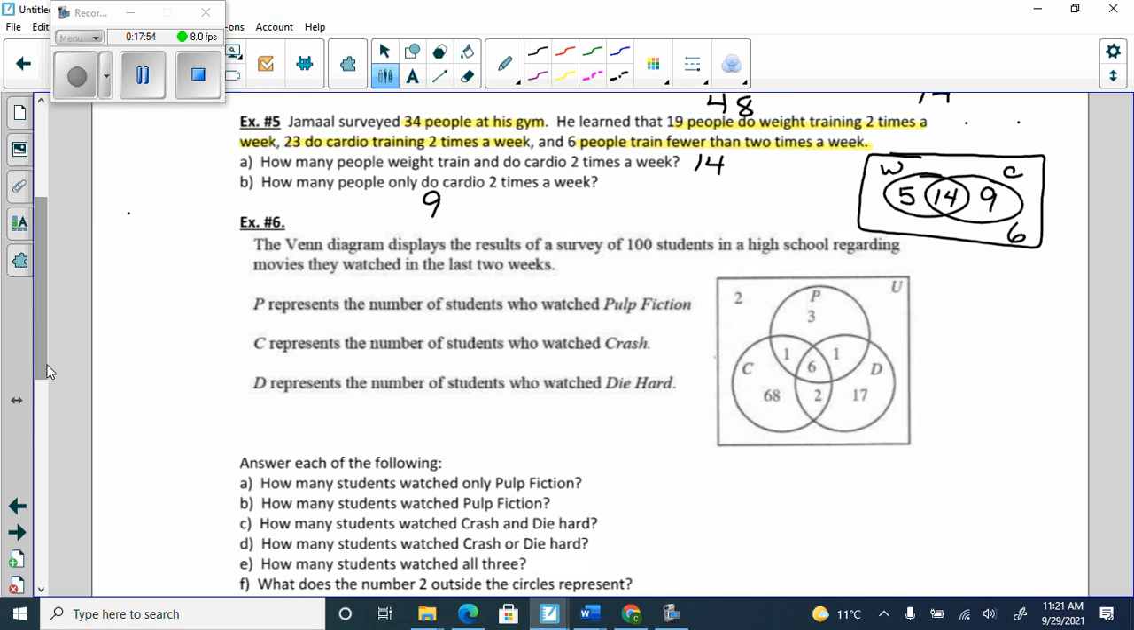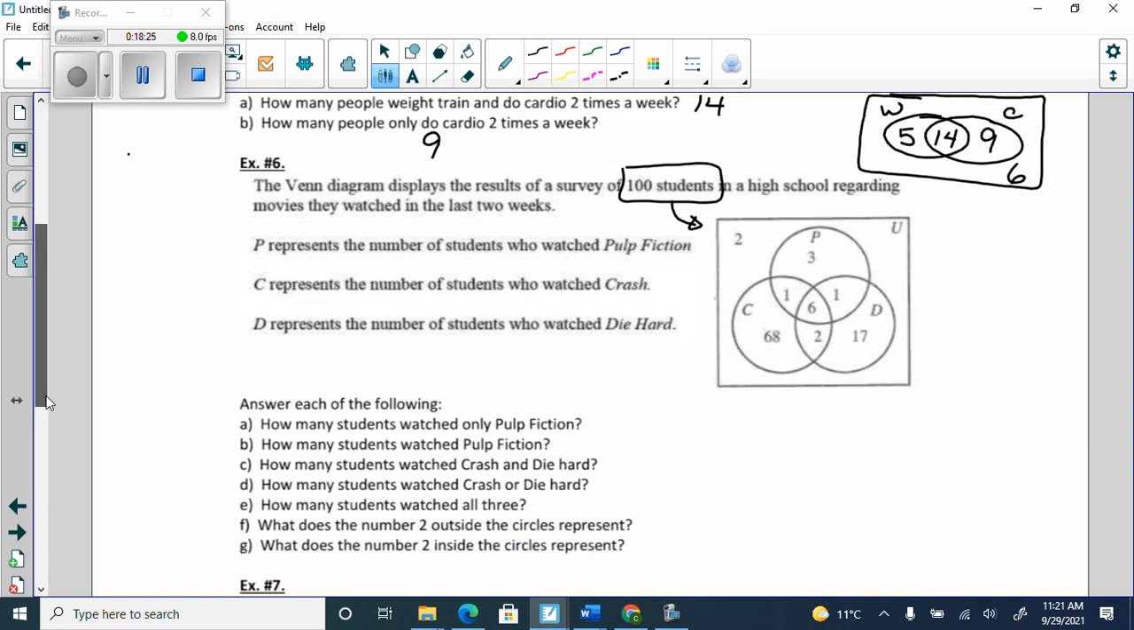Example 6, we're going to go through and answer questions off of a 3 circle Venn diagram, and then after that we're going to fill in a 3 circle. We're going to learn how to fill them in. So, quiet please. The Venn diagram displays the results of a survey of 100 students. So I know that there should be 100 in this entire box, correct? Regarding movies they watched the last 2 weeks, P is Pulp Fiction, C is Crash, D is Die Hard.